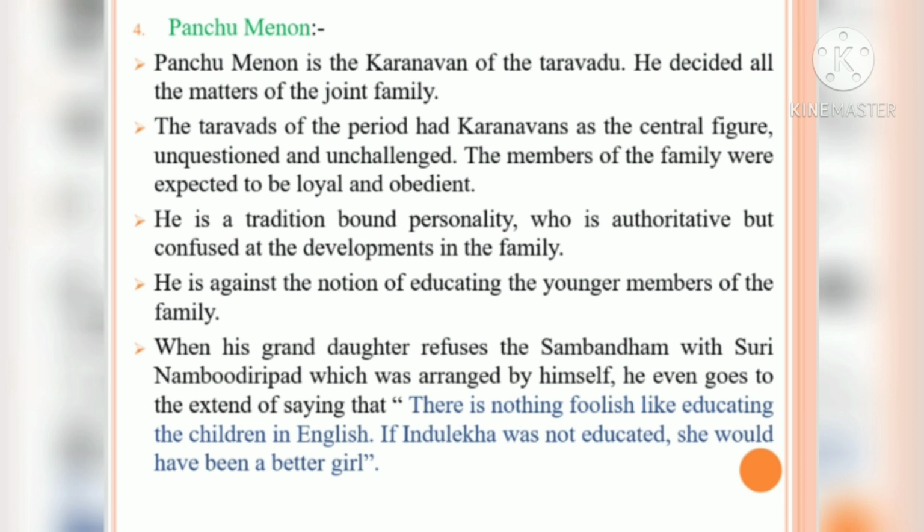When his granddaughter refuses the sambandham with Suri Nambudiripad, which was arranged by himself, he even goes to the extent of saying that there is nothing as foolish as educating the children in English. If Indulekha was not educated, she would have been a better girl. Meaning, she would have accepted whatever the Karanavan said, just like the other women in the family. So, he finds Indulekha's education a drawback in her character. So, that is the nature of Panjamanan.